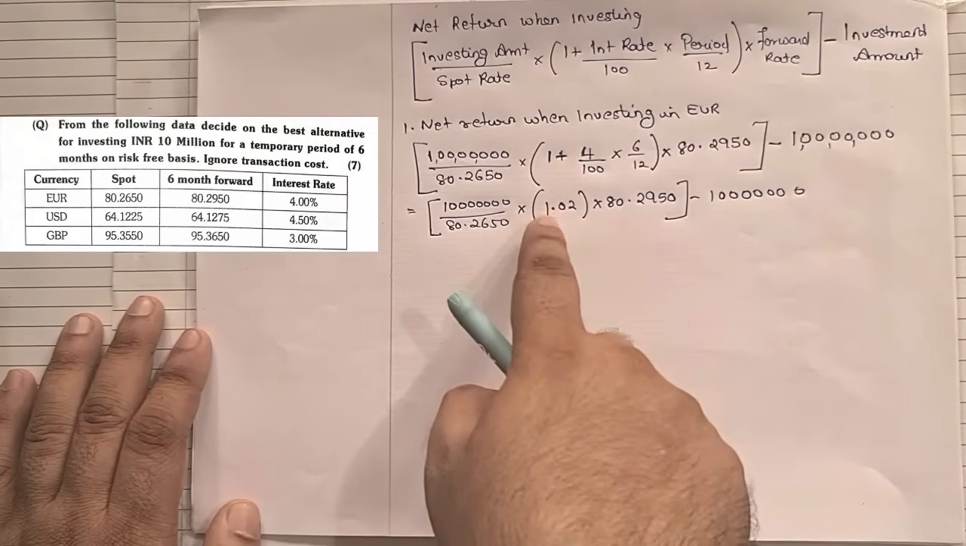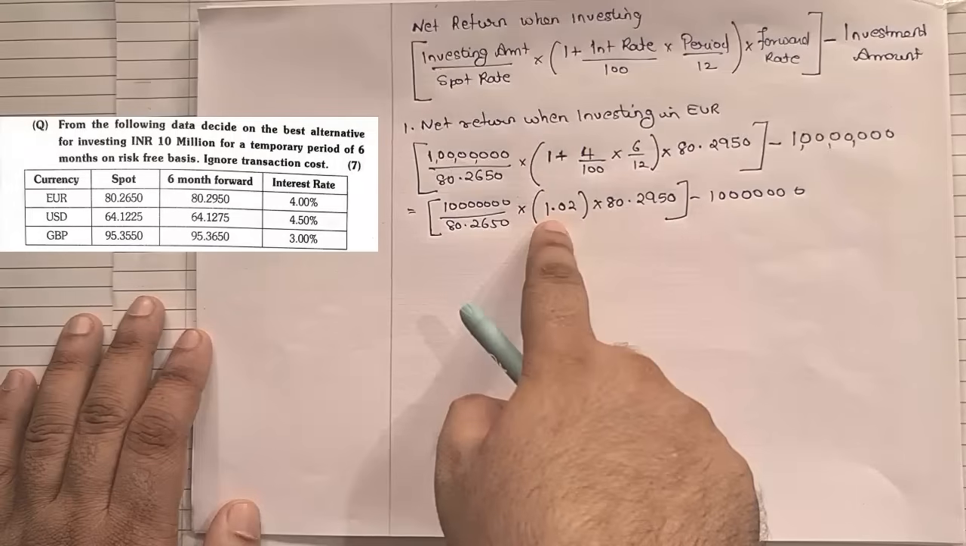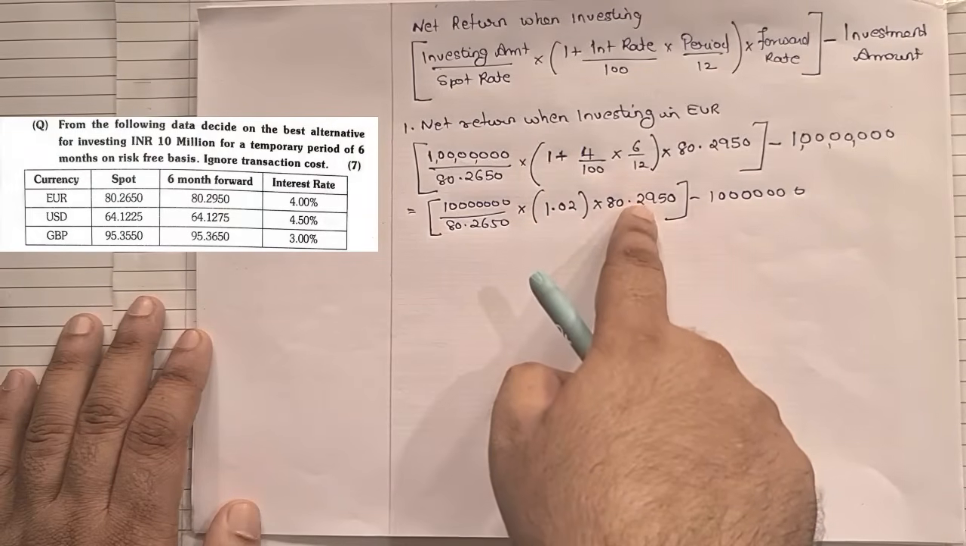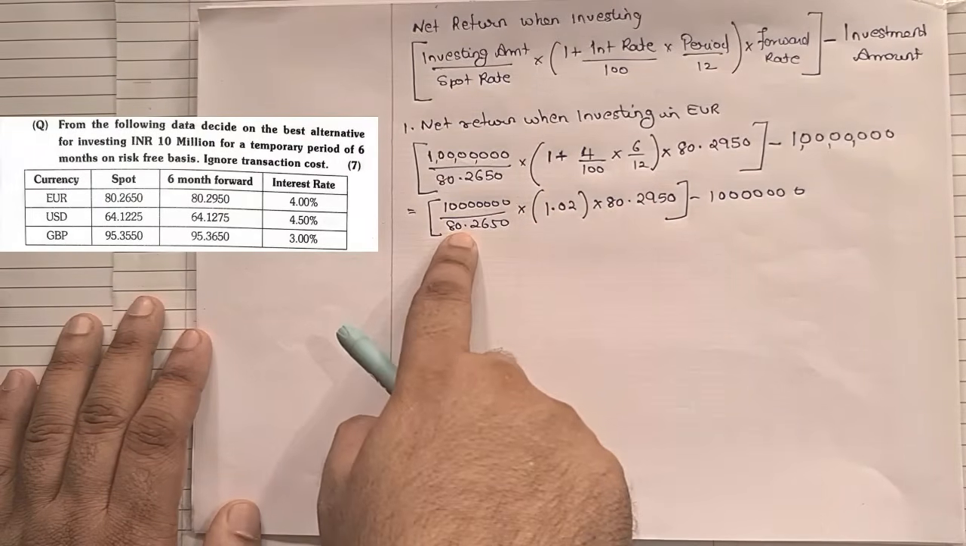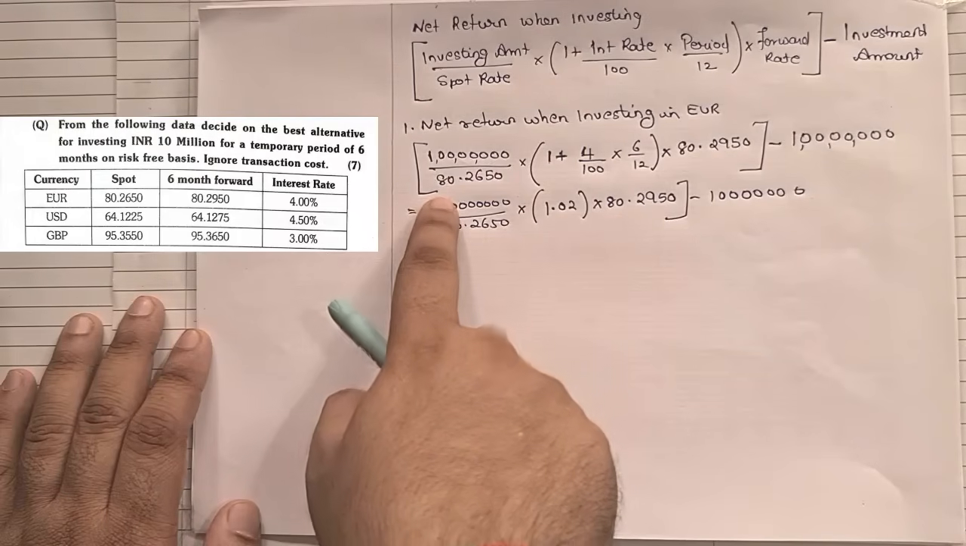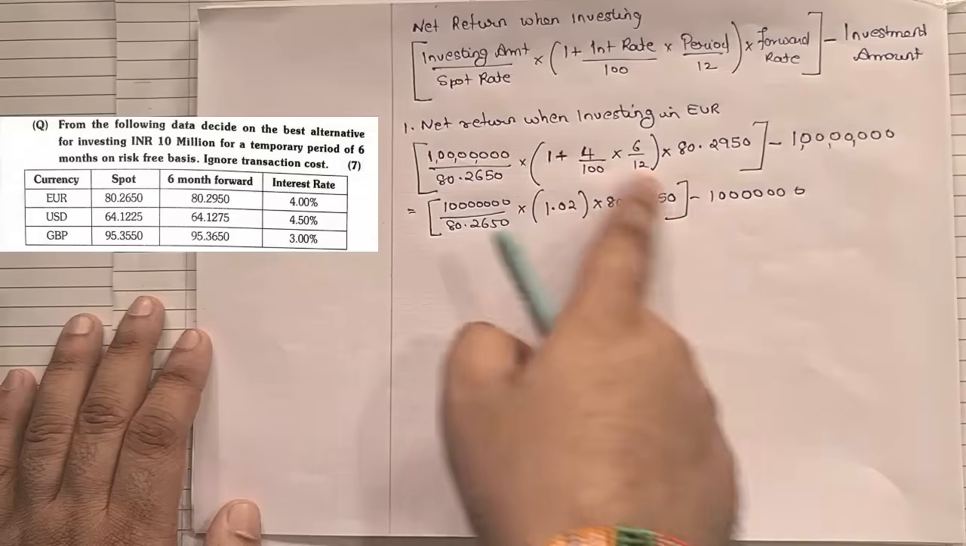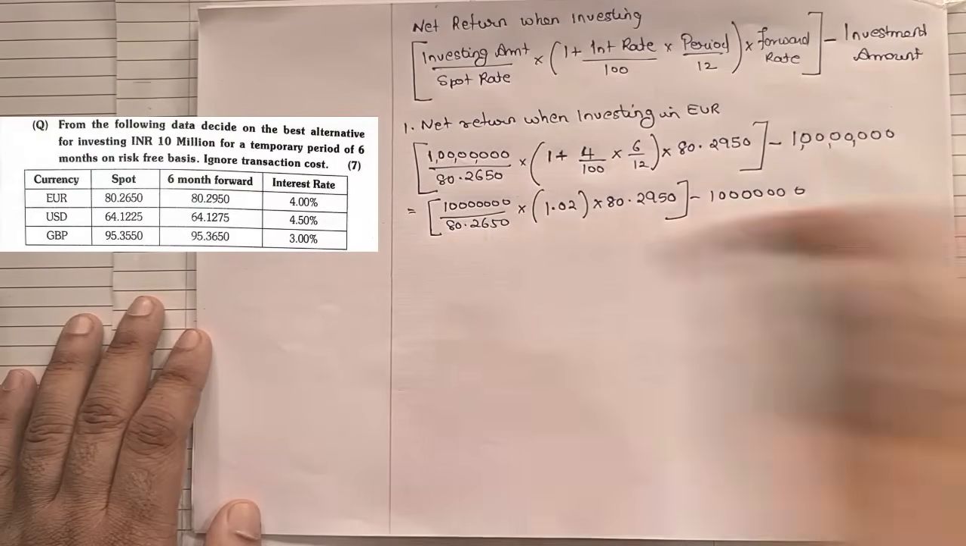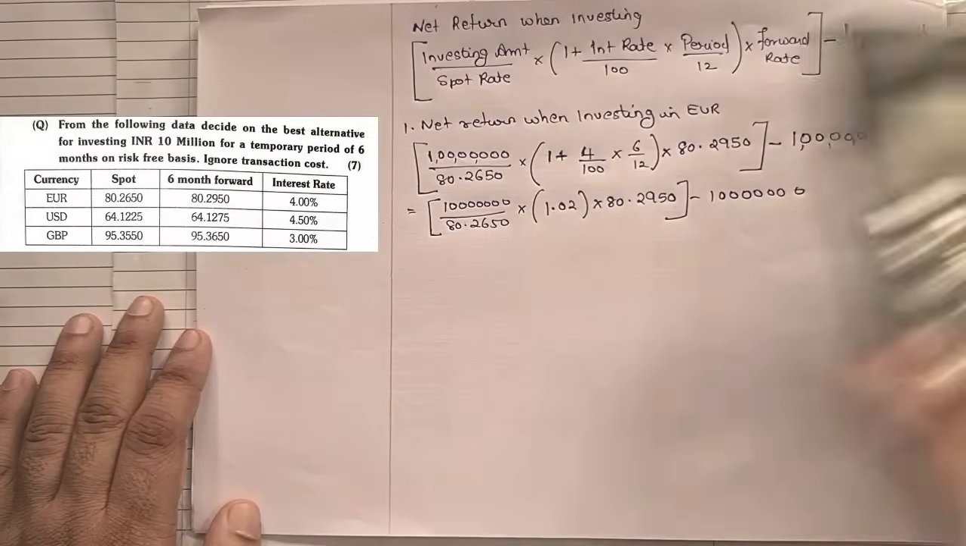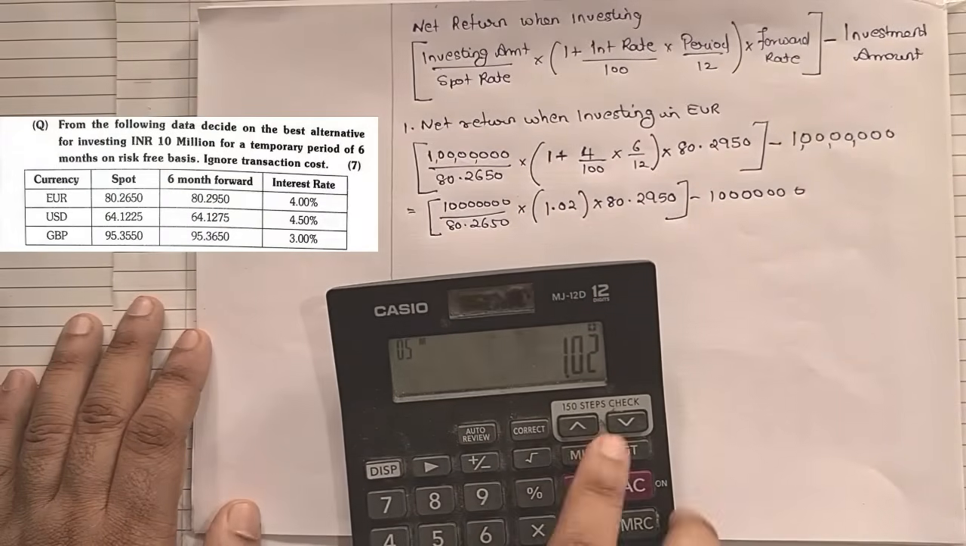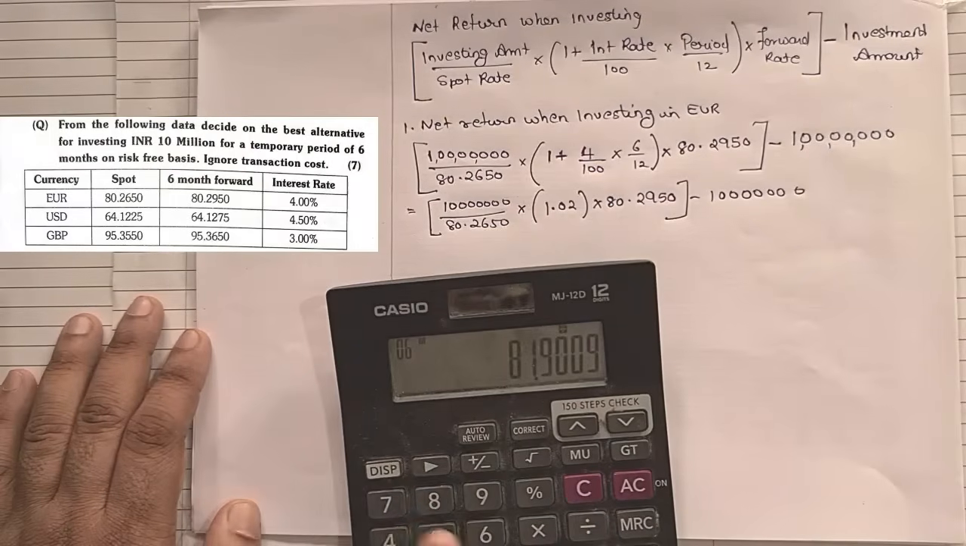So now here 1.02, I will first multiply this with the forward rate. Whatever answer I get, I divide it by 80.26 and then multiply by 1 crore. Because if you go the other way, the calculator won't support that big number. So it will be 1.02 into 80.2950 divided by 80.2650 into 1 crore.